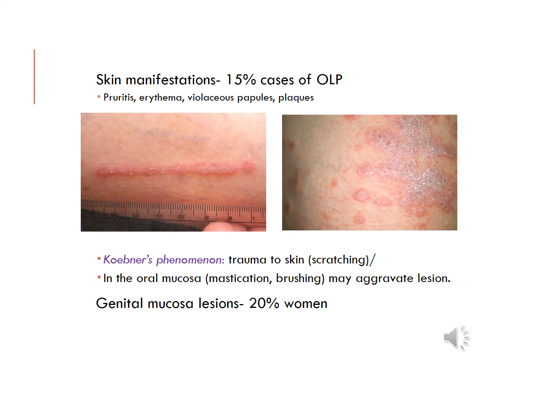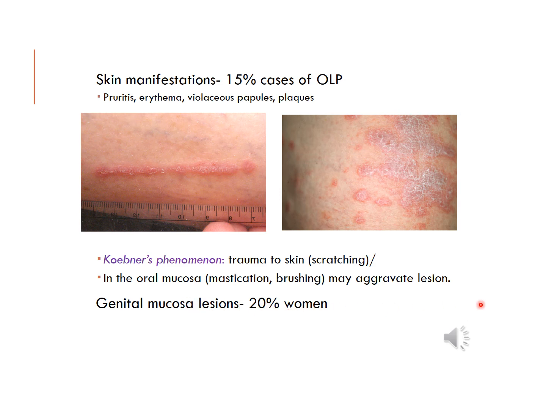Now, Lichen planus actually is a dermatological disorder. There are skin manifestations in 15% of cases, which start off as oral Lichen planus. Pruritus, erythema, violaceous papules. Violaceous means violet. Papules and plaques are seen. This is the appearance on the skin. There's a very interesting terminology called Koebner's phenomenon, which means that when skin gets traumatized, for example by scratching, you end up getting a new lesion. Right? It can also happen in the oral cavity because there's constant trauma in the oral cavity during eating, during brushing.